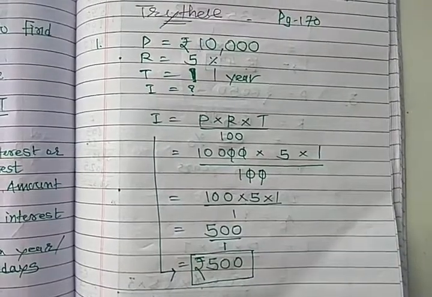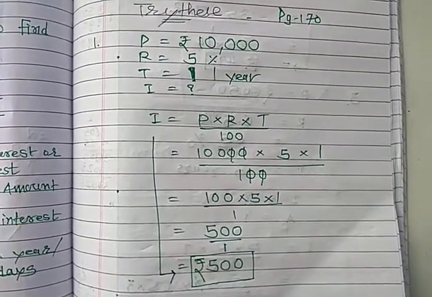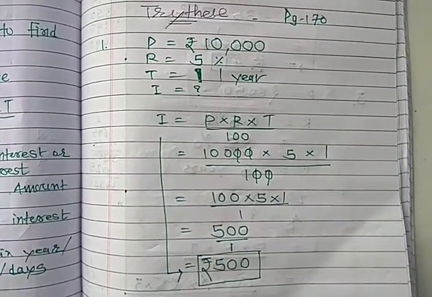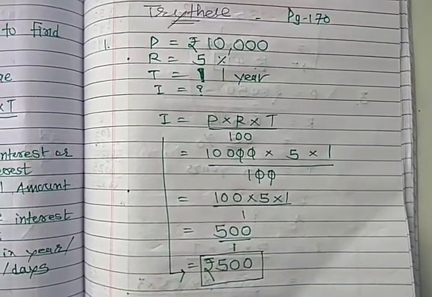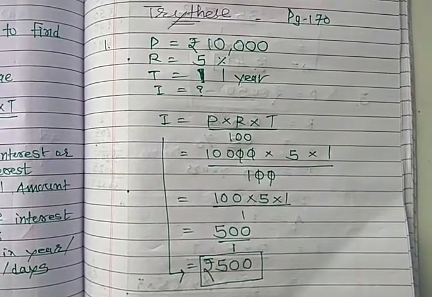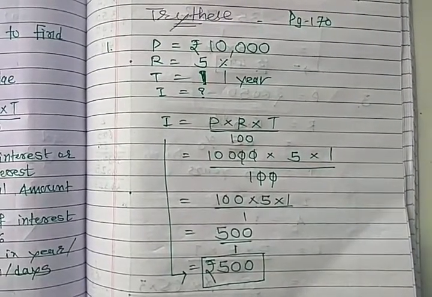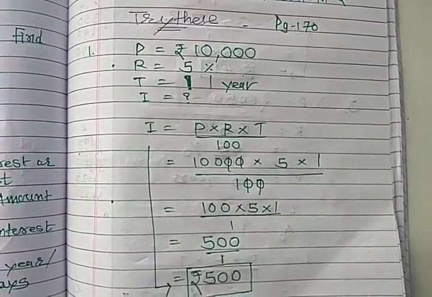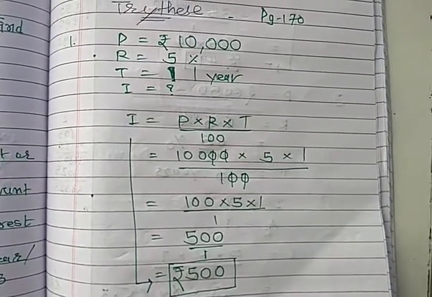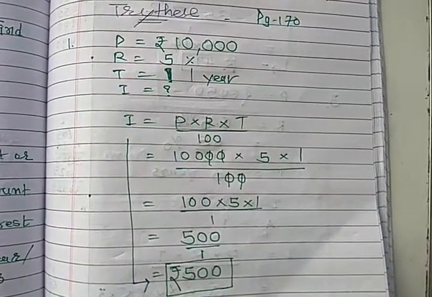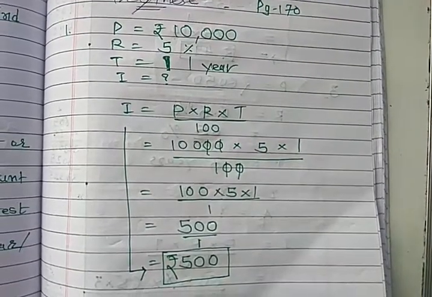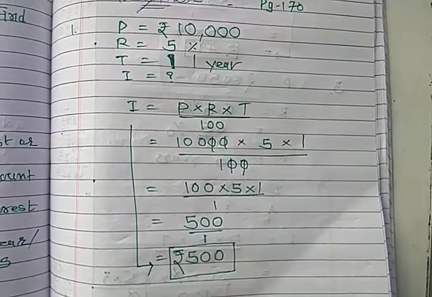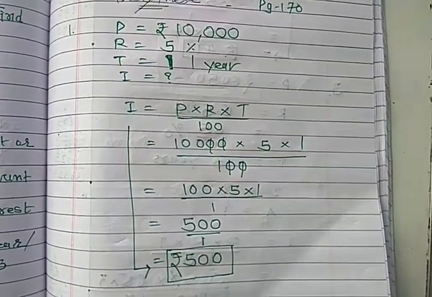The principal amount of 10,000 rupees is invested at 5% interest at the rate per annum, per annum means 1 year, right? Find the interest at the end of 1 year. So 10,000 rupees is invested means the principal amount is 10,000 rupees. Rate of interest is given in percentage, 5%, and term 1 year. Here you have to find out the simple interest only, not the amount.